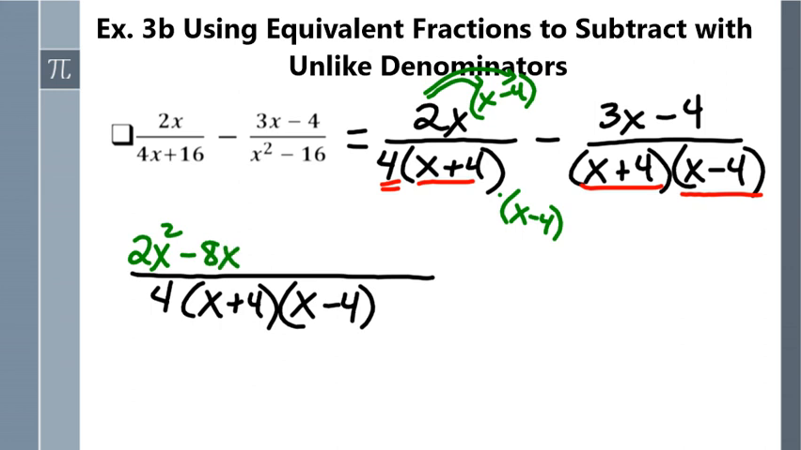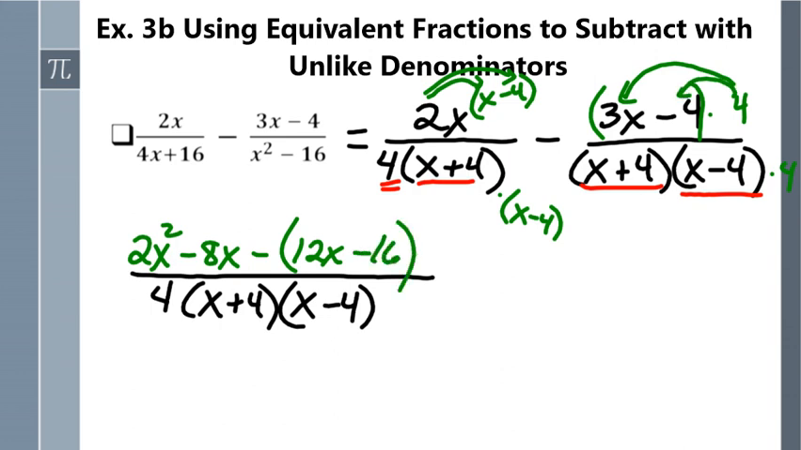Over here, I have x plus 4 times x minus 4. All I'm missing is a times 4. So I multiply this whole thing by 4. 4 times 3x is 12x. 4 times a negative 4 is a negative 16. You notice I put this in parentheses because I have to subtract everything that's in that parentheses.